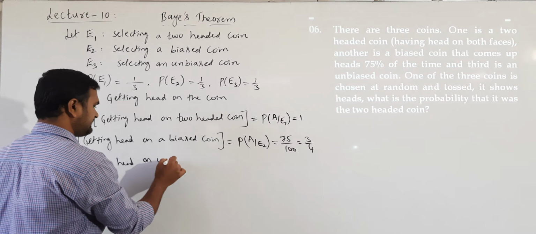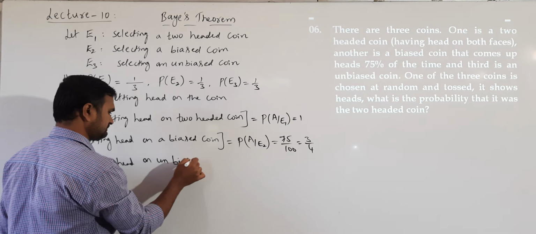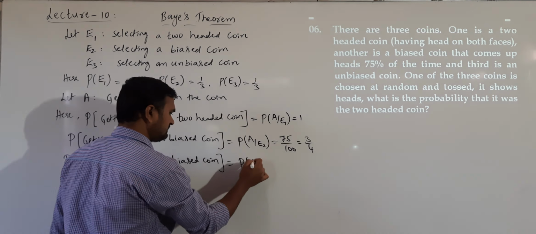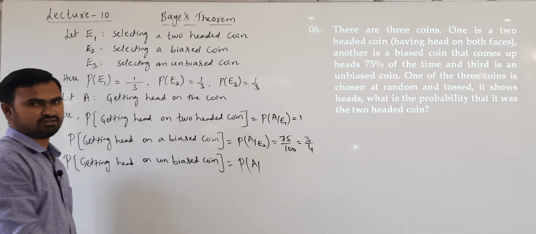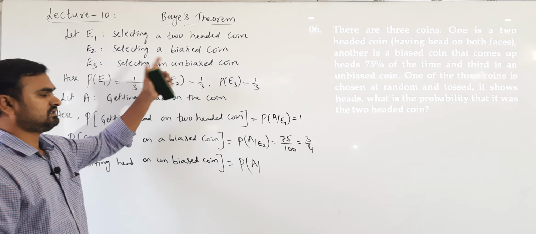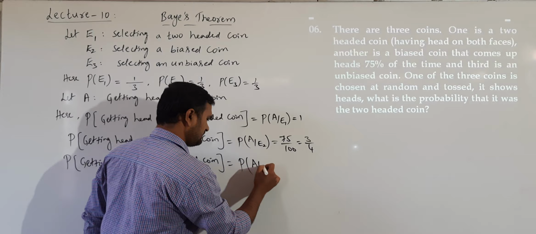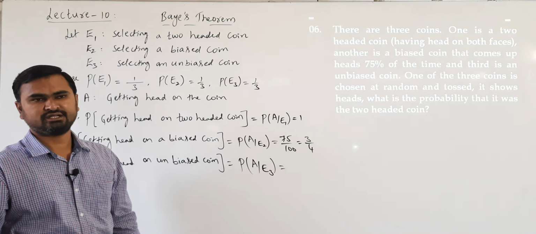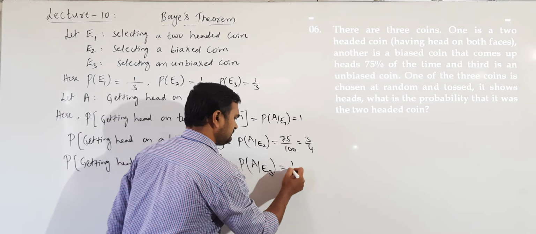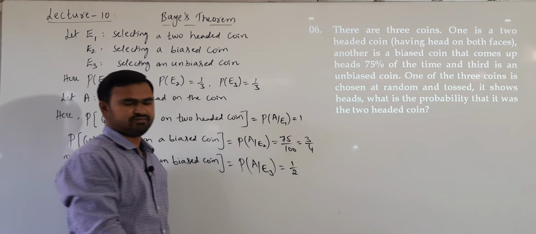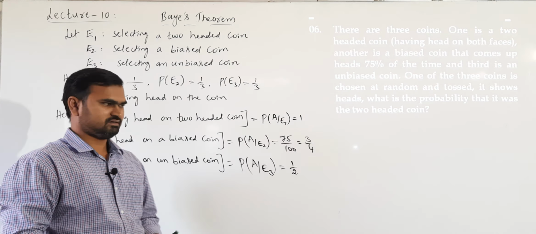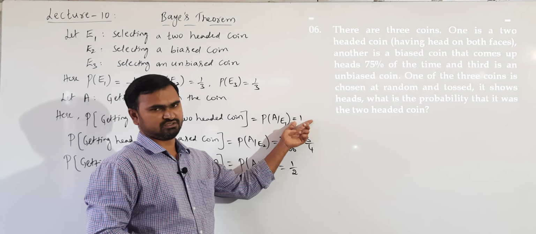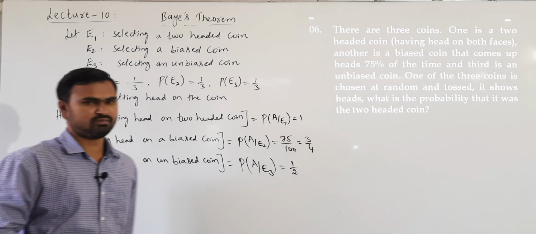And probability of getting head on an unbiased coin. So this is probability of the event A given that we are selecting the unbiased coin. So P of A given E3. Unbiased coin, what is the probability of getting head? It is 1 by 2. Both have an equal chance of occurrence for head and tail. So it is a normal coin, it is a biased coin, it is a 2-headed coin. So these are the corresponding probabilities.